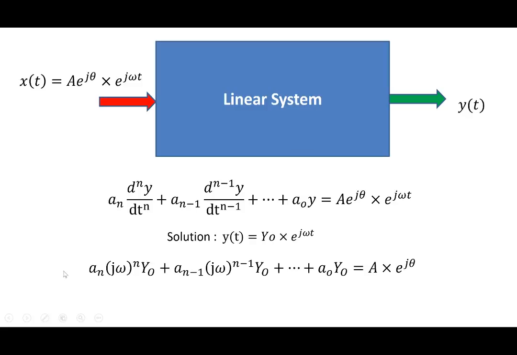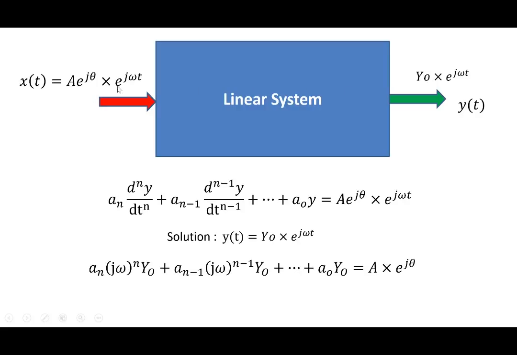y0 is straightforward. Note that this is nothing but an algebraic equation in a complex variable, because we have j there. So we can easily solve for y0, and therefore our answer is going to be of the form y0 e to the power j omega t. This is very interesting: if I take a linear system and excite it with an x(t) of this particular form, where the time varying part is e to the power j omega t, the output is also going to be of the form e to the power j omega t, but with some y0, which is in general going to be a complex quantity because of the j and all that is here. So y0 is some complex quantity.